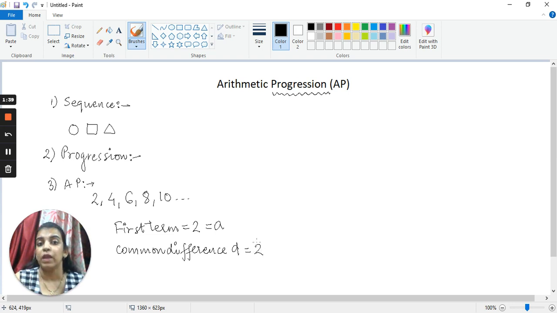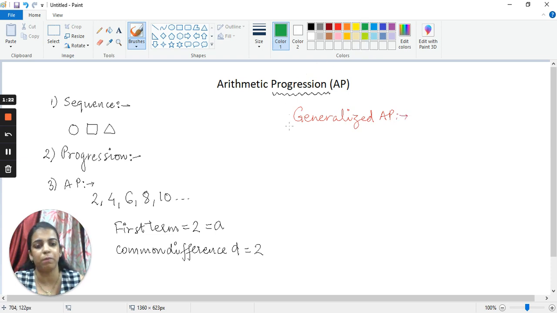Let me give you a generalized AP. The next topic is the generalized AP. Generalized AP is a kind of pattern that we follow for arithmetic progression. If the first term is a, then the second term would be a plus d, then the third term would be a plus 2d, and so on.